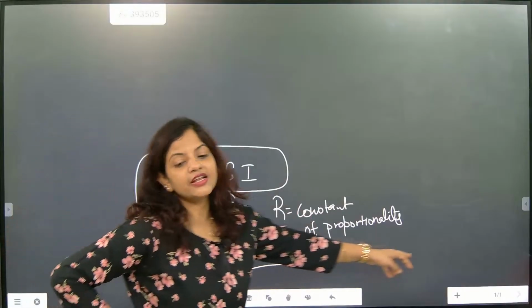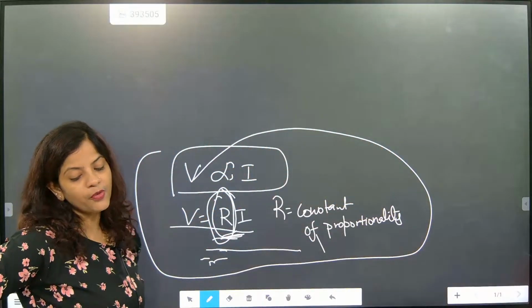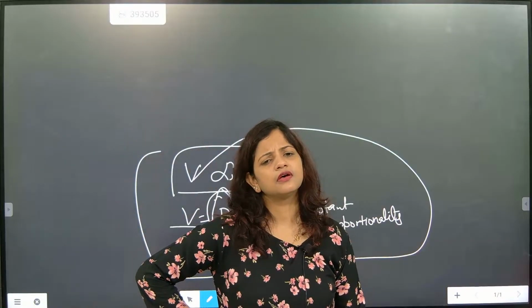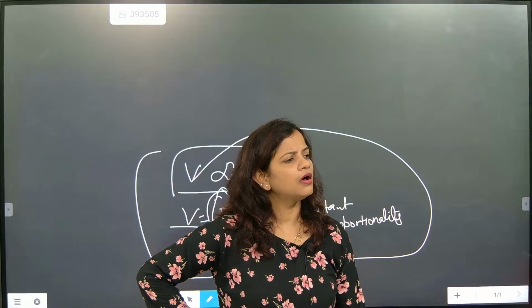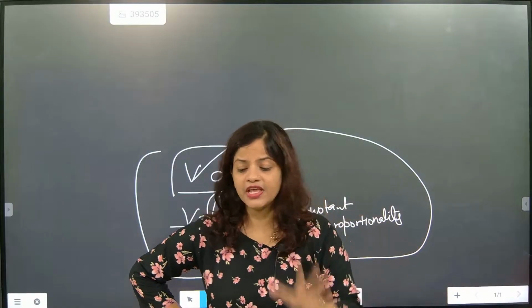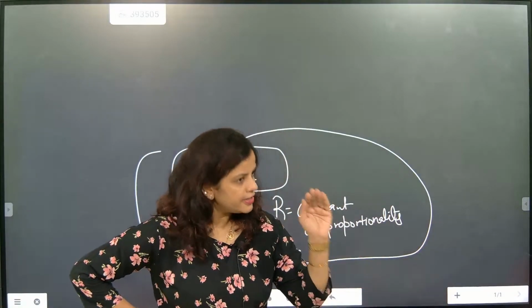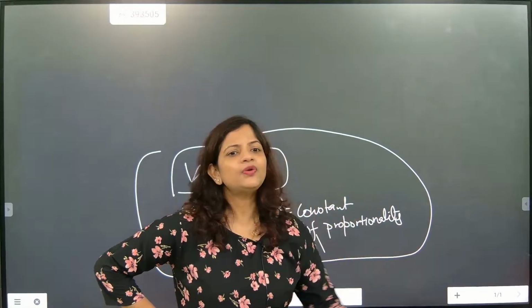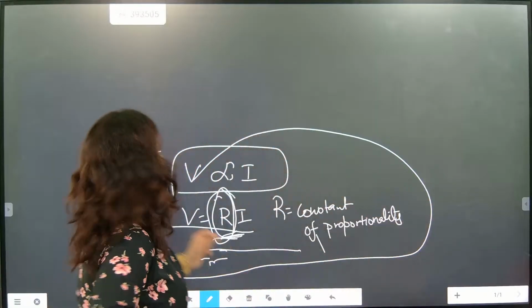So R is exactly called as what, beta? Constant of proportionality. Then why is R called resistance? Why? Listen very carefully. What is resistance? Resistance is restricting the current flow. But why are we adding resistance here?